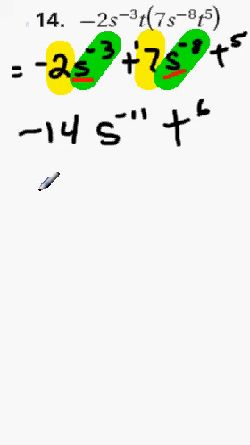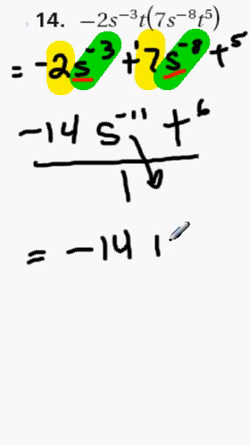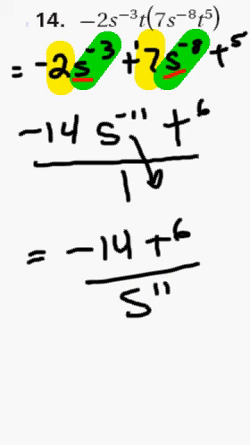Alright? So the only thing I have left to do is to make this exponent, this negative 11, into a positive. So think of this expression as over 1. Okay? So now I'm going to move this s to the minus 11. I'm going to move the s and its exponent into the denominator. Alright? So now this becomes negative 14 t to the 6 over s to the positive 11.